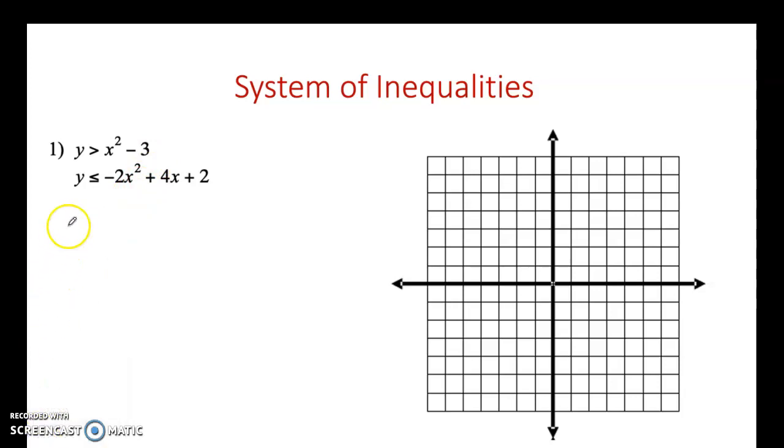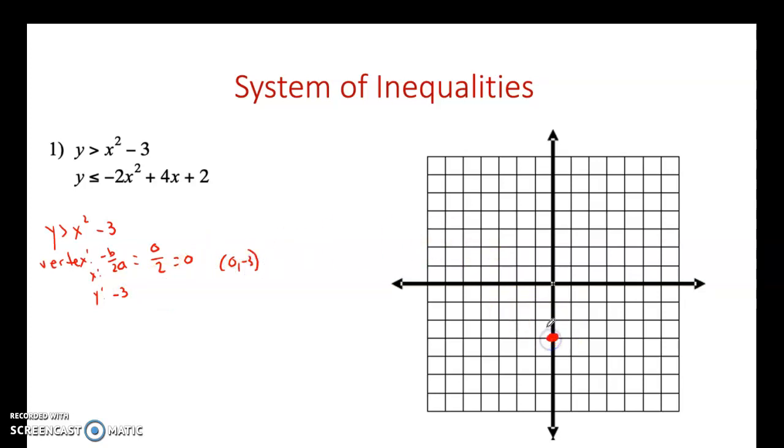So first thing I'm going to do is sketch y is greater than x squared minus 3. So I need to find the vertex. Negative b over 2a is my x. We do not have a b, so it's 0 over 2, which is 0 for my x coordinate. Substitute that back in, and my y coordinate is going to be negative 3. So my vertex is 0, negative 3. I'm going to plot that first.